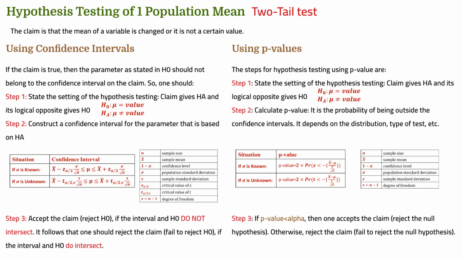And step 3, for the confidence interval, if they do not intersect, we accept the claim. For the case of p-value, if p-value is less than alpha, we accept the claim.